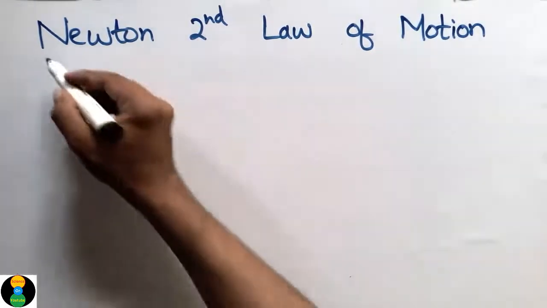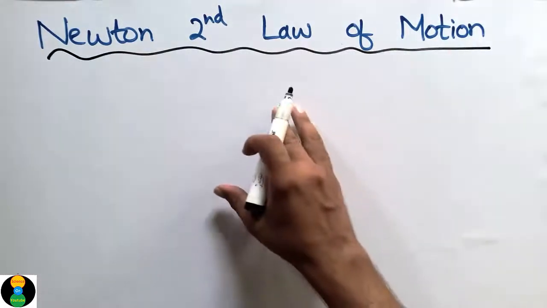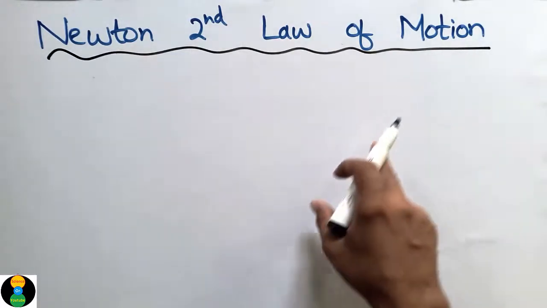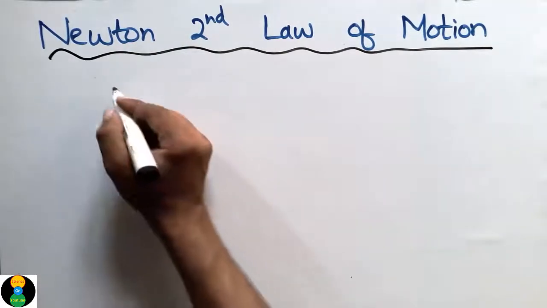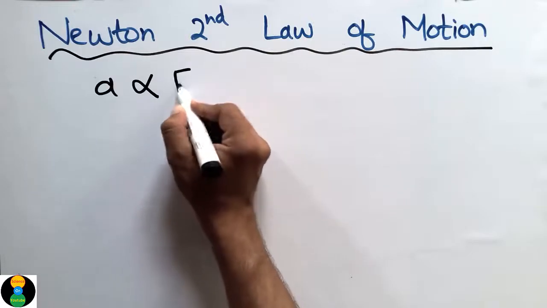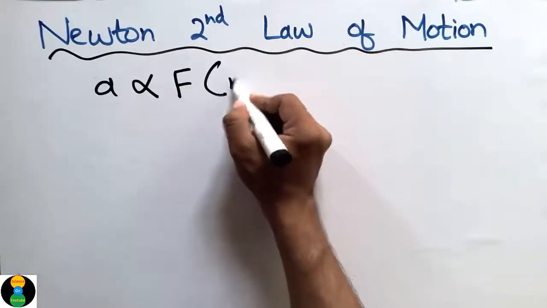Today our topic is about Newton's second law of motion. In this topic we will explain, define, and derive Newton's second law of motion with an example. Newton's second law of motion states that the acceleration is directly proportional to the force, when the mass is constant.